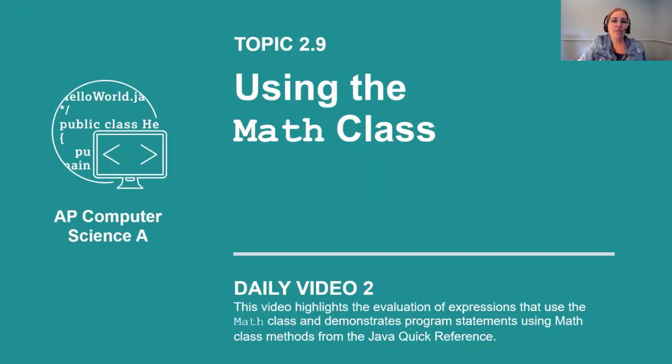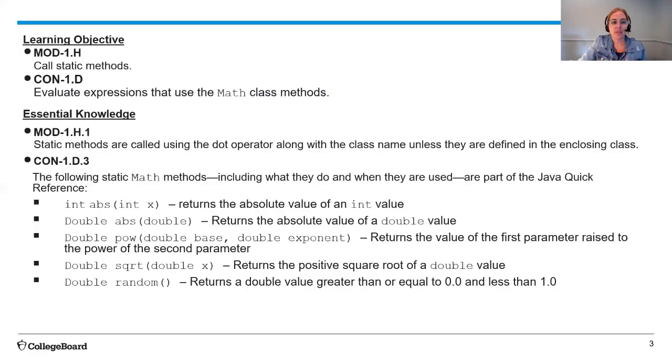Welcome back for video 2 of topic 2.9. In this video, we're going to look at four of the math class methods that are provided on the Java Quick Reference. We're going to look at everything except random. We're going to devote video 3 to that. So here are the essential knowledge statements that map to the Java Quick Reference and include the methods that you'll be responsible for knowing.